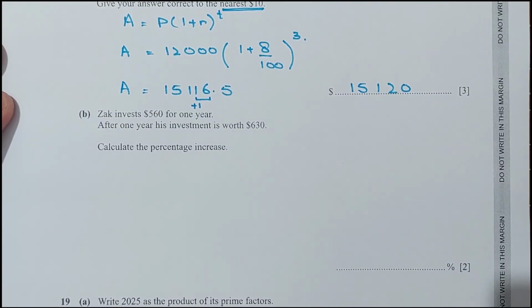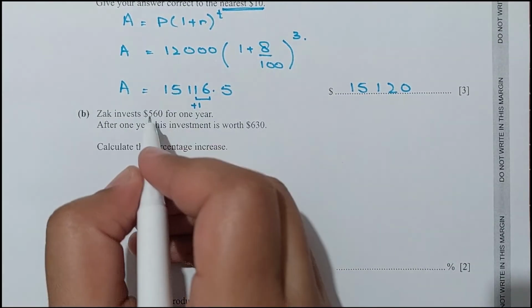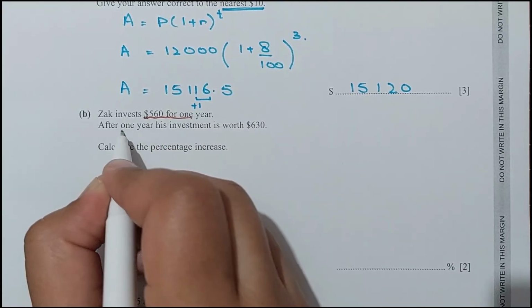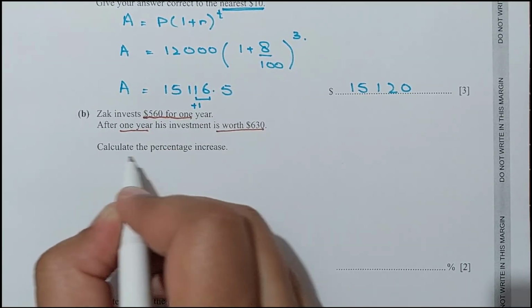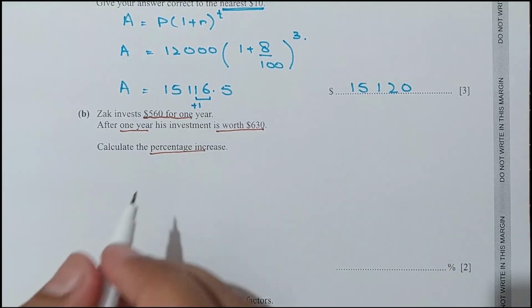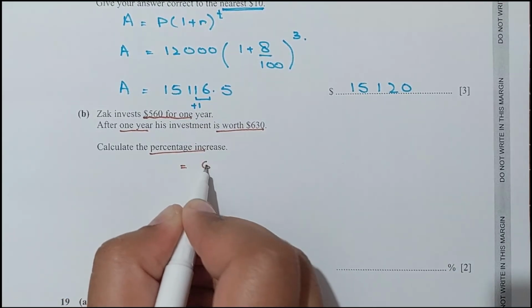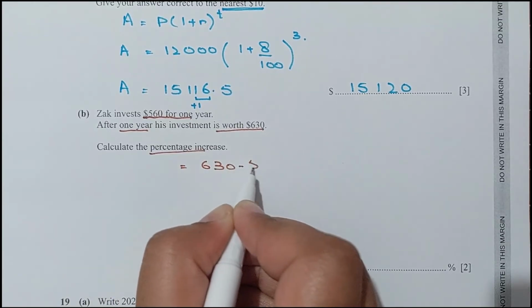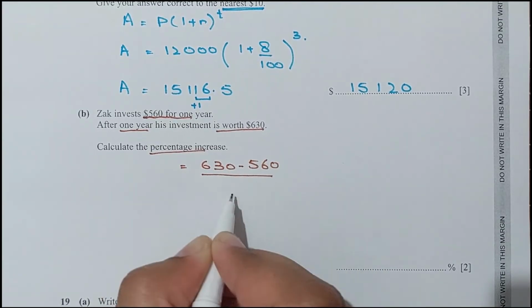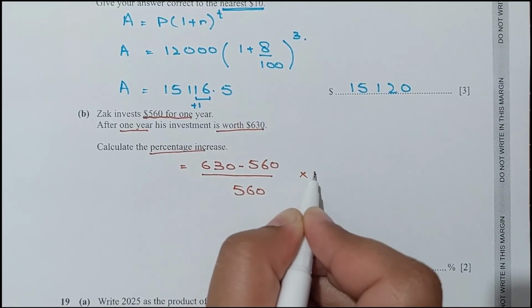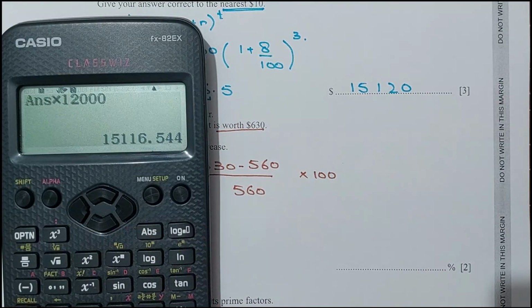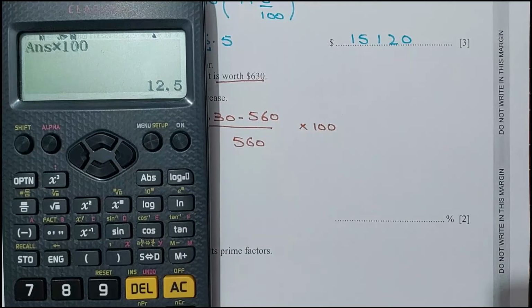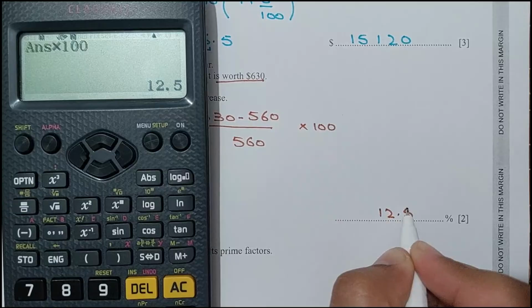Okay, now for part B, Zach invests this much for 1 year. After 1 year, her investment is worth this much. Calculate the percentage increase. Percentage increase is how much is the increase: 630 minus 560, divided by the original, which is 560, and multiply by 100. 630 minus 560, divide by 560, multiply by 100. This is 12.5%, the percentage increase.